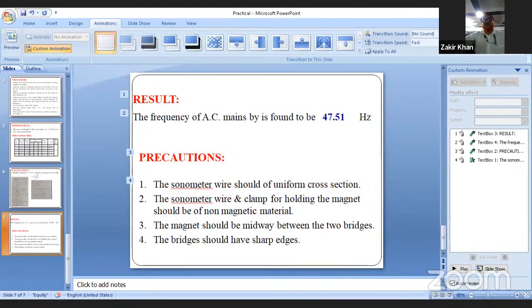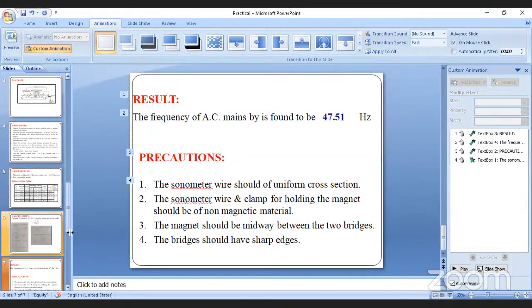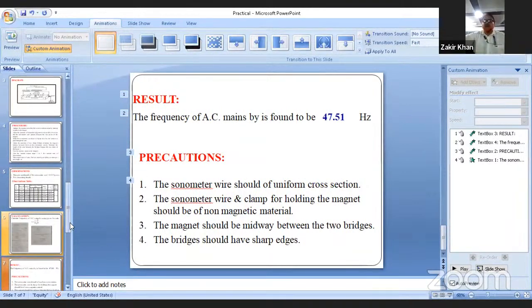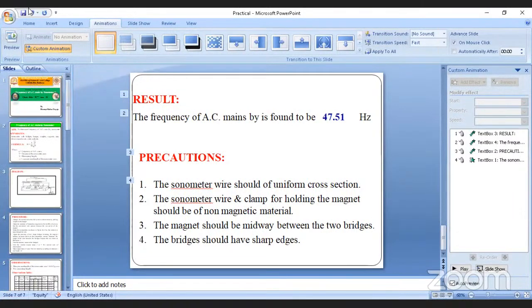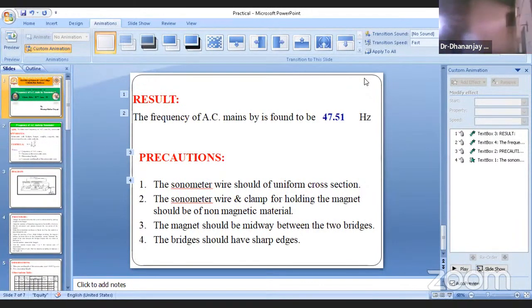Rutuja. Yes, sir. Please open your video. Yes, sir. Show your face. Sir, I am visible. Yeah, you are. Sir, can I perform the experiment? Okay.